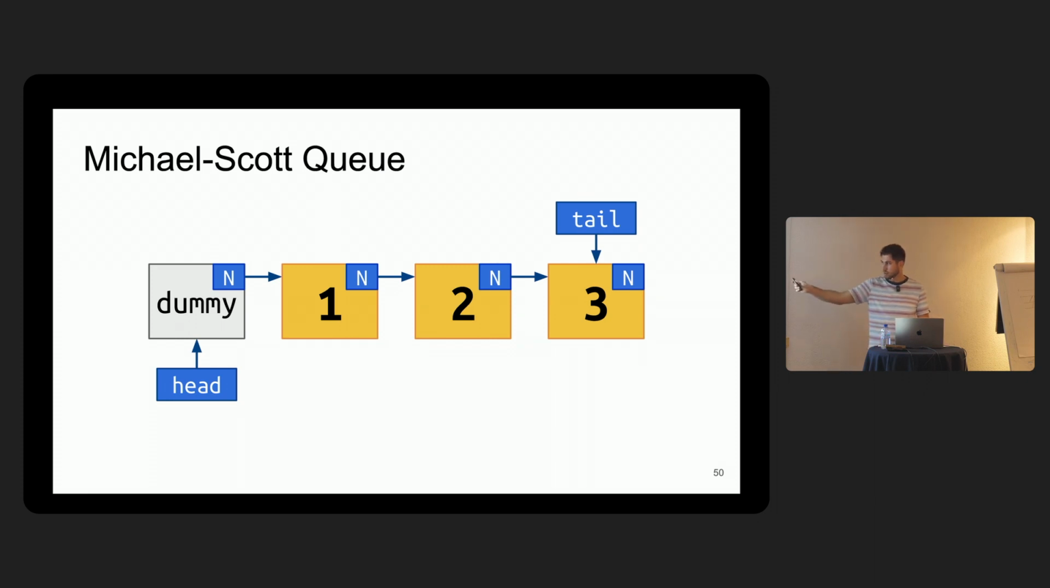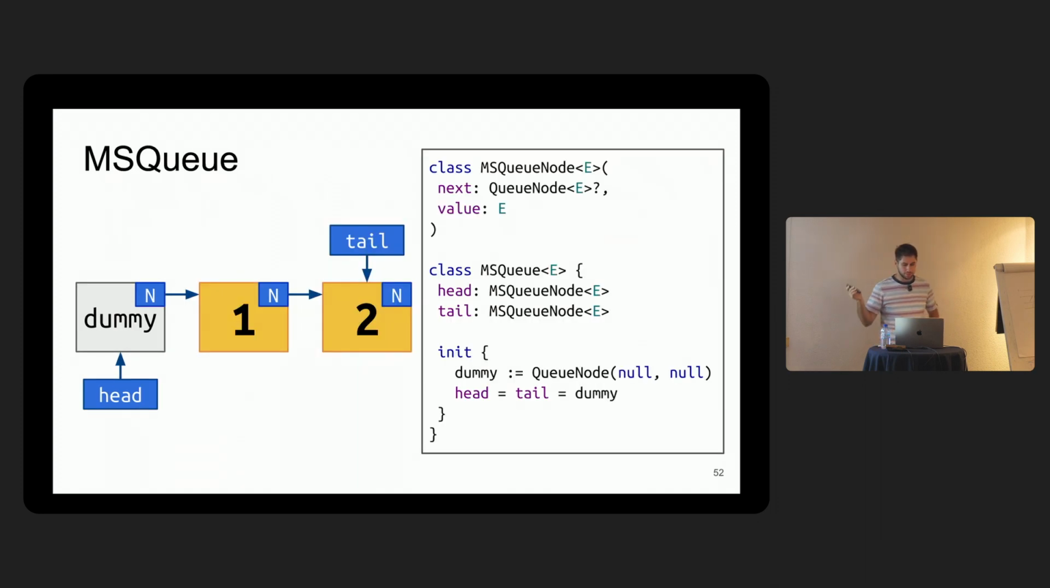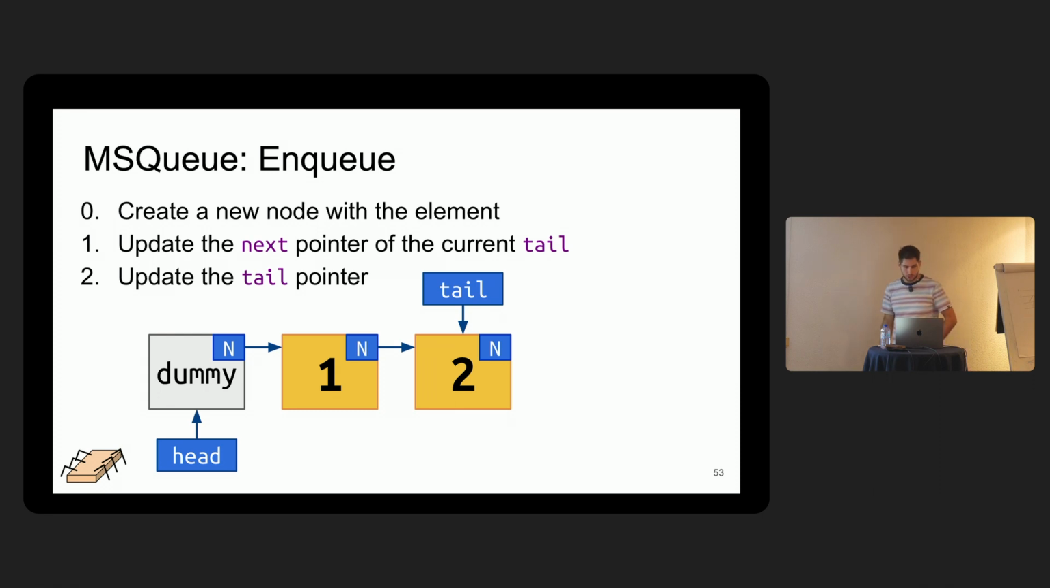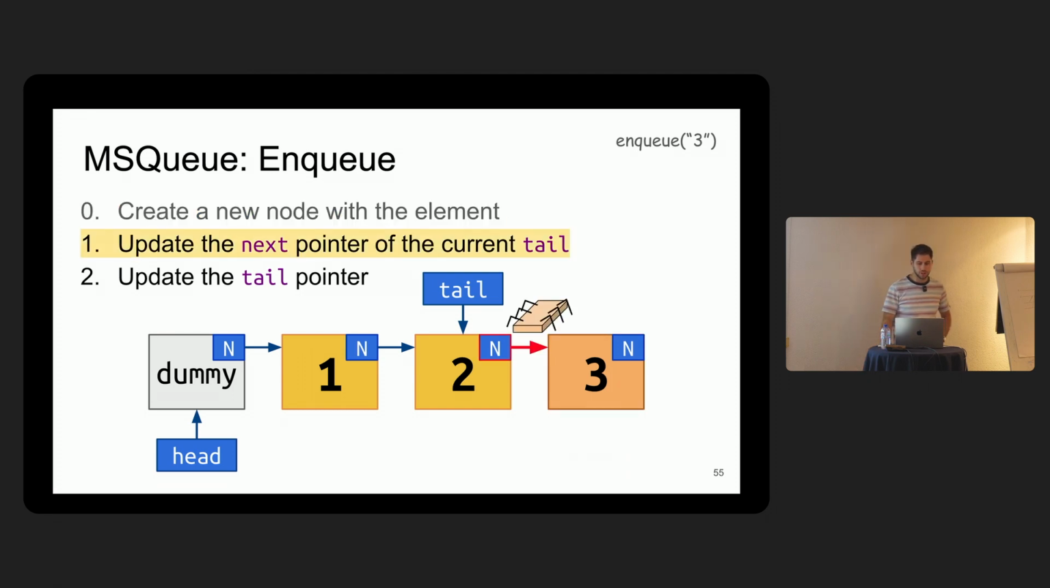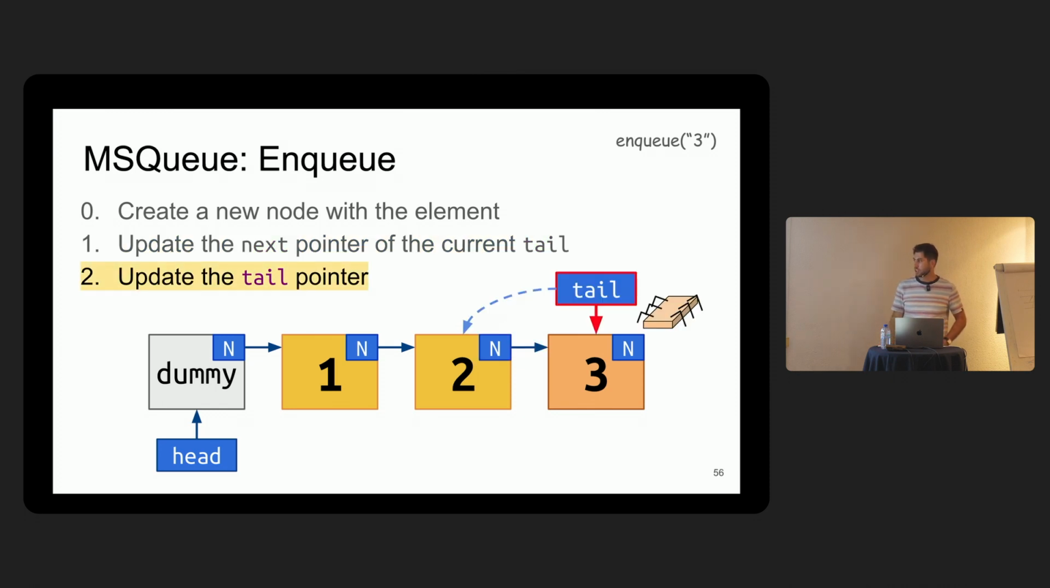So, and here, in this example, we have 4 nodes. The first node is the dummy one. In the next 3 nodes, we store elements. All right. So here is the data structure. So in the node, we have a next pointer, and we store the value. And in the queue, we have head and tail pointers, and initially they reference the same dummy node. And to add a new element, we create a new node. We update the next pointer of the current tail, and then we update tail.